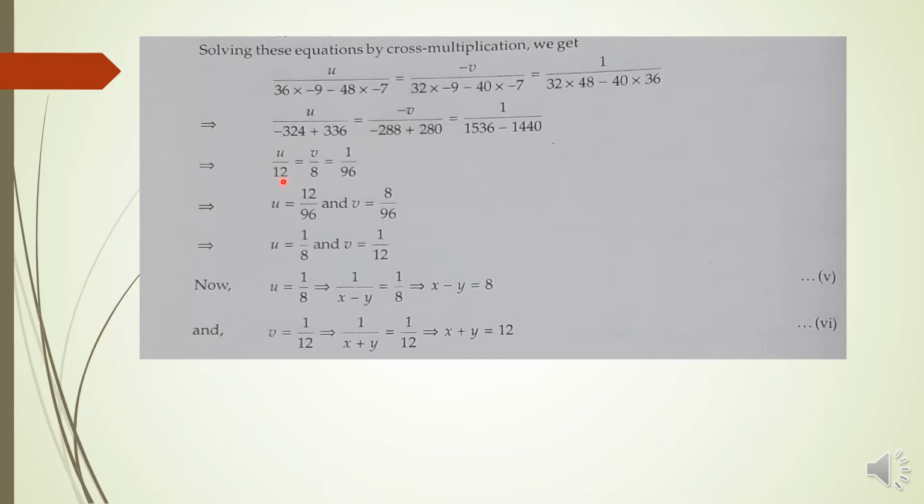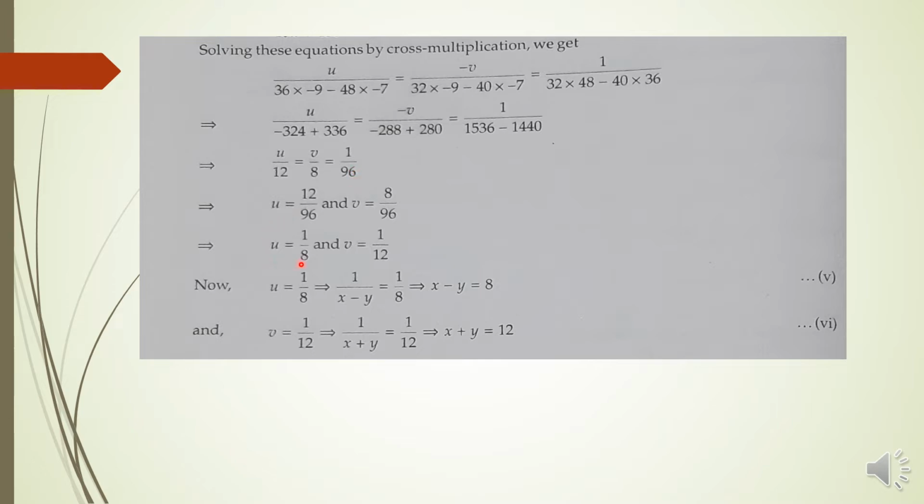We will get u by 12 is equal to v by 8 is equal to 1 by 96, which gives u is equal to 12 by 96. How are we getting 12 by 96? Equating the first and the last: u by 12 is equal to 1 by 96, which gives u is equal to 12 by 96, and v is equal to 8 by 96 by equating v by 8 and 1 by 96.